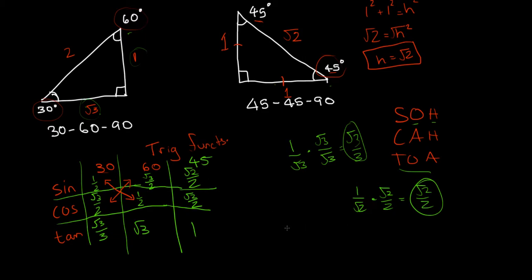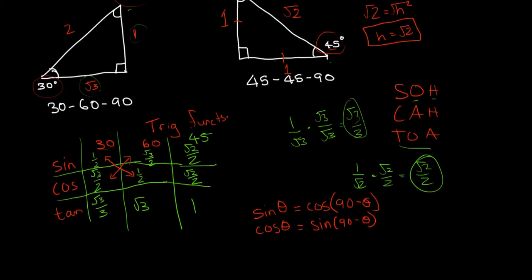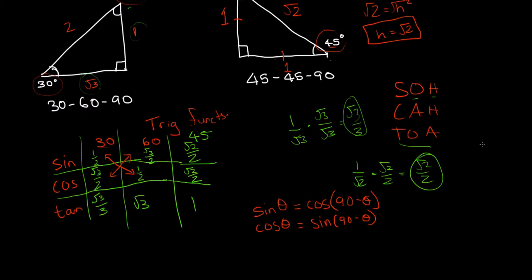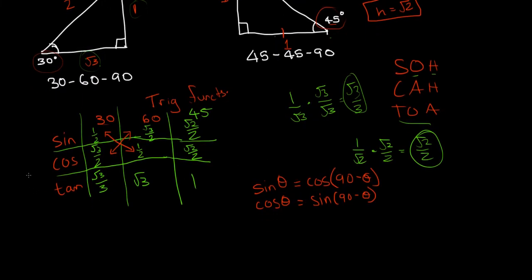So we can make this little rule for ourselves here, that the sine of any given angle, I'm just gonna say any given angle theta, is equal to the cosine of its complement, or 90 minus theta. Okay? And in addition, the cosine of any given angle is equal to the sine of its complement. There you go. So those are actually trigonometric identities, but they're good to know right now. They'll help you memorize this stuff.